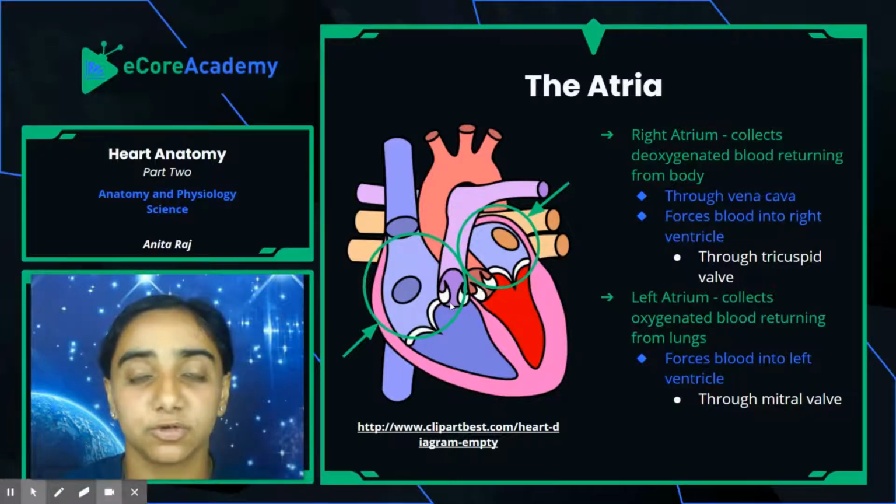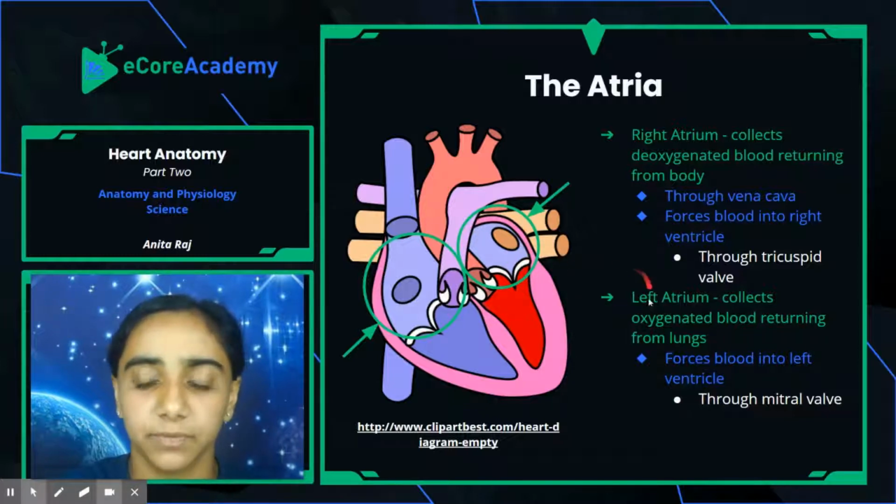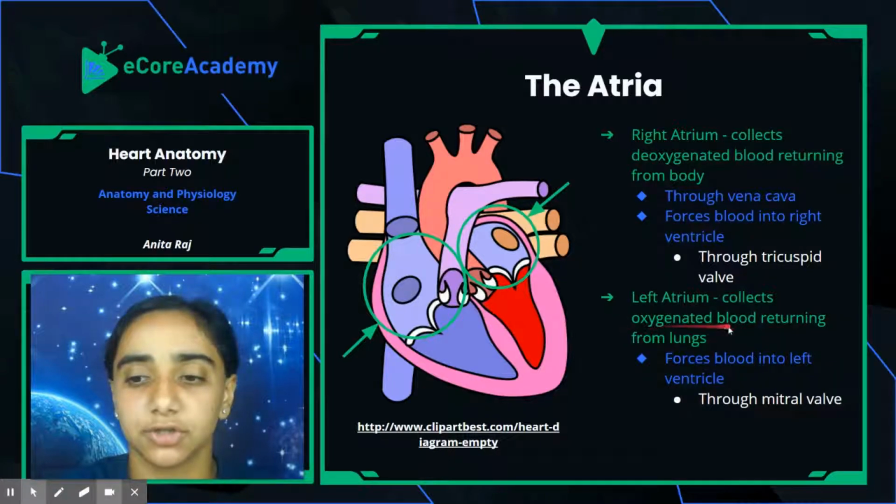The right atrium will receive the deoxygenated blood returning from the body to the heart through the vena cava, and it'll force that deoxygenated blood into your right ventricle through your tricuspid valve. Now let's look at your left atrium. Your left atrium is on this side of your heart, as I showed you before. It collects oxygenated blood returning from the lungs.